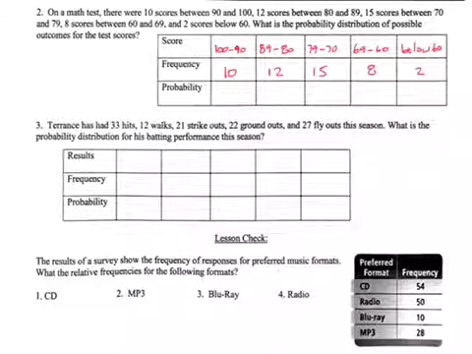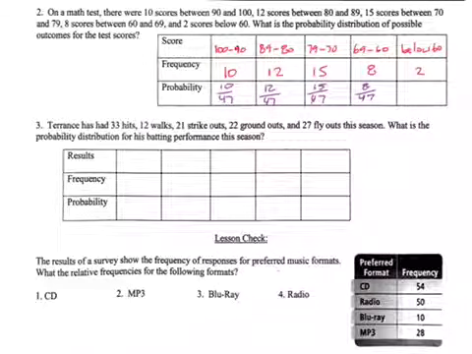Well, there were a total of, in this case, 47 scores. So we've got 10 over 47, 12 over 47, 15 over 47, 8 over 47, and then 2 over 47.